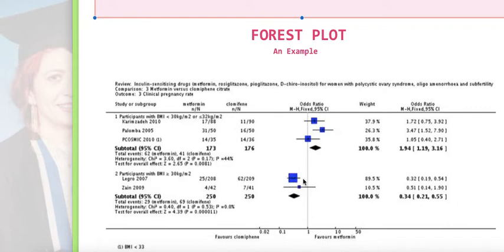So there are only two boxes here. This diamond is like a sum, or average effect, of these effects. And this diamond here is the sum of the effects of these studies here. So remember, whenever you see this plot in the exam, quickly have a look at what the arms are, then see what studies are falling on that side.